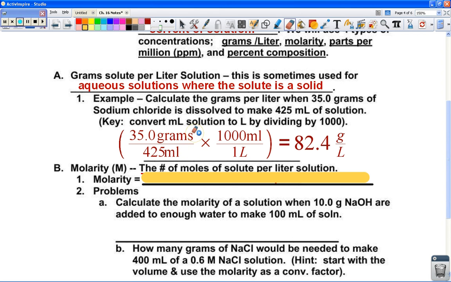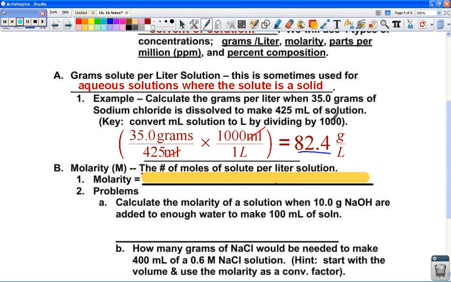35.0 grams. We know the concentration is solute divided by solution, so we take our number of grams and divide it by the amount of solution we have. That's grams per milliliter, but we're really trying to find grams per liter. So we know that there's 1,000 milliliters in 1 liter of solution. The milliliters cancel, we're left with grams per liter, and we just multiply across and divide, and we wind up with 82.4 grams per liter. And that's the concentration.